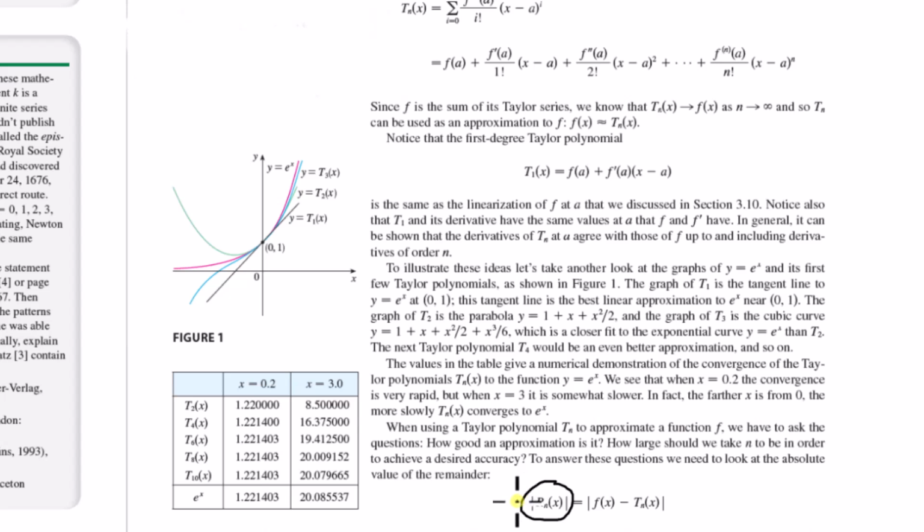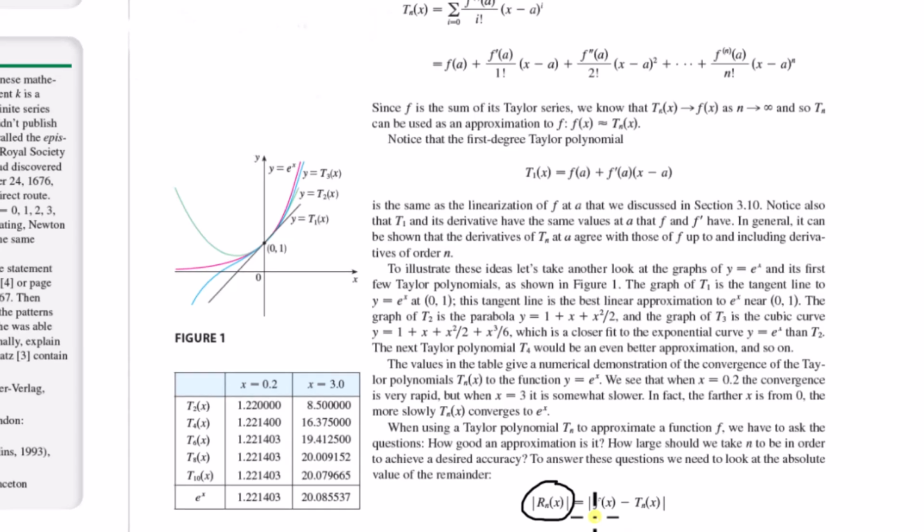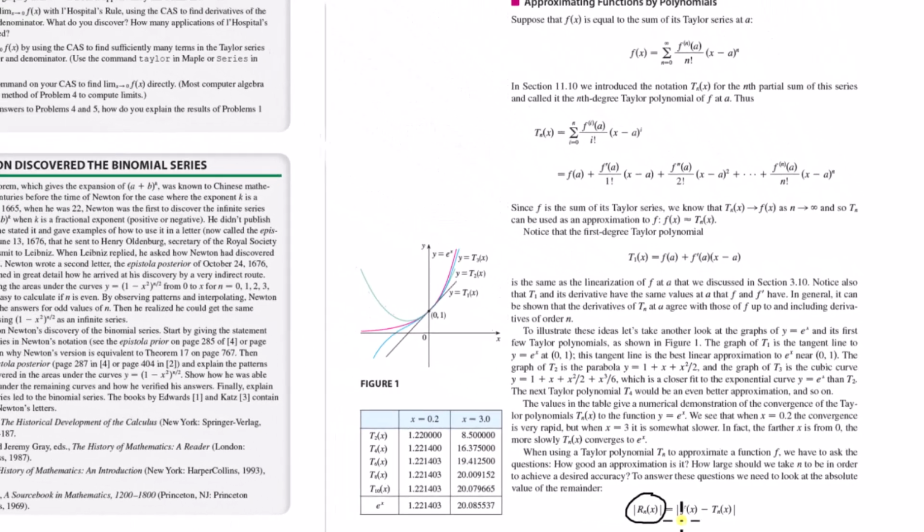One is you take the limit as n goes to infinity of this, and if it's equal to 0, that proves that the function is equal to its Taylor series. Okay, and then the other use is what we're doing here, to see how accurate a Taylor polynomial is at a certain value of n.